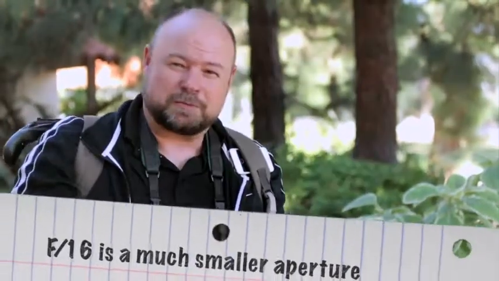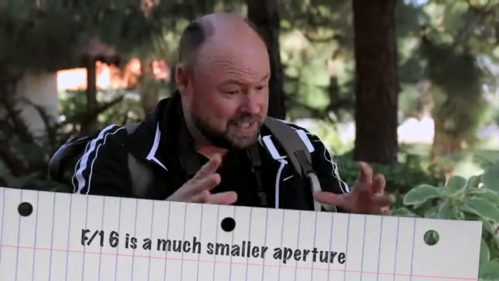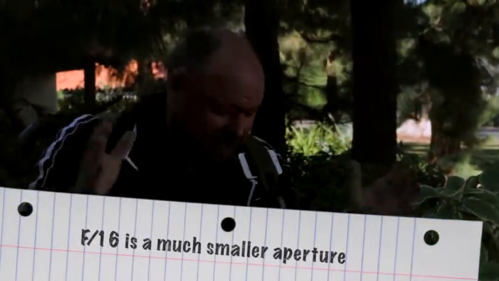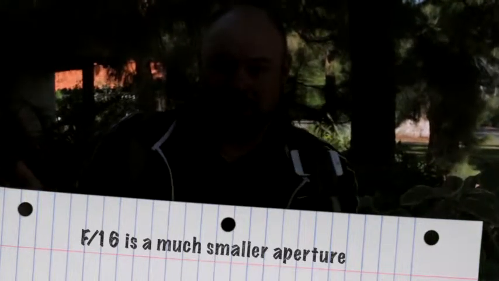Robin, would you go ahead and start shrinking that hole and send it down to something like f16? So Robin now takes her aperture to f16, and as you can see, it's getting darker and darker with each click of the aperture that she makes, until probably the scene's really, really dark.